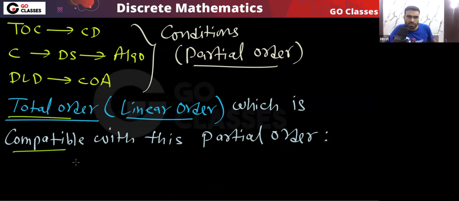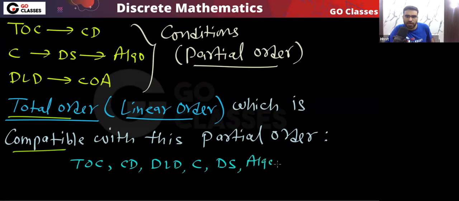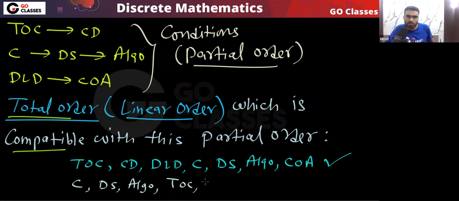Okay, can you give me some other order? Yes, for example, you can start with TOC, then you can study compiler design, then digital logic design, then C language, data structure, algorithm, and then at the end computer organization. This is also fine. Of course you can create many different total orders. For example, you can start with C, then data structure, then algorithm, then TOC, then compiler design, then digital logic design, and then computer organization. This is also possible. I hope you are getting my point.